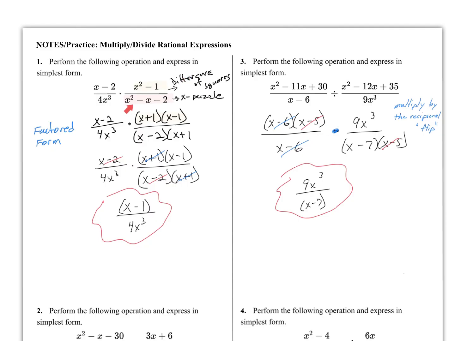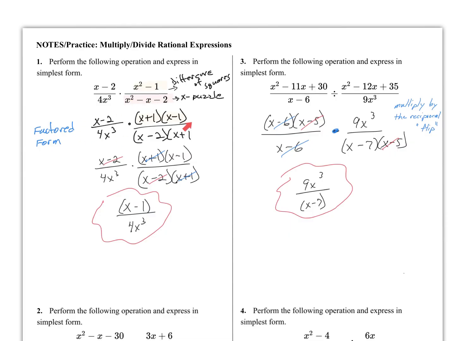Then in this denominator here, x squared minus x minus 2, so this is our ax squared plus bx plus c. We learned the X puzzle where we were looking for the factors of negative 2 that add to negative 1, and that was negative 2 times positive 1. So this factors into x minus 2, x plus 1. Again, if you need a review, that is factoring quadratics in standard form, ax squared plus bx plus c.